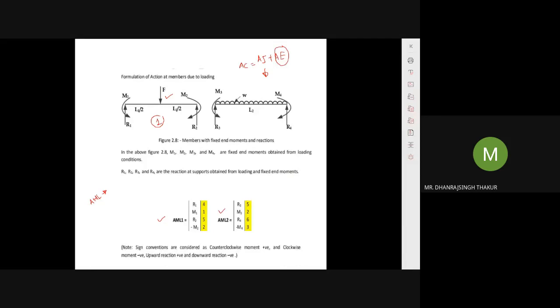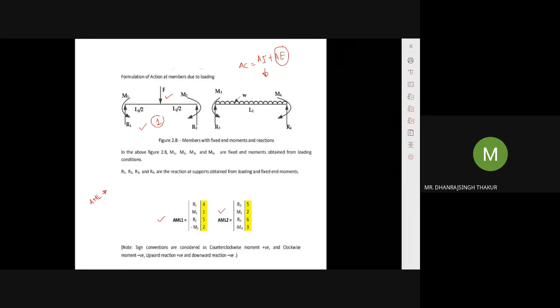Now AML1 means for member 1. So AML1 means member end action due to the load on the member. End action means at the joint. The member load we converted to the joint loading. So this member load is converted to its joint load by getting 4 values. Similarly for the second member. So this AML1 matrix we have to assemble. How to assemble this AML1? Refer to this first member.